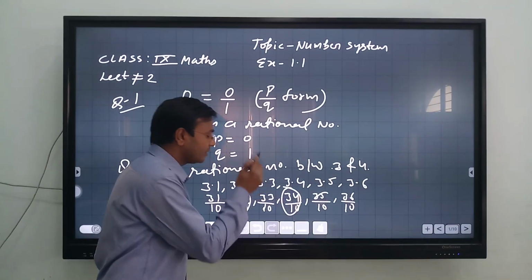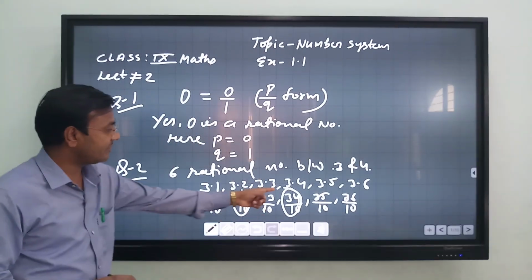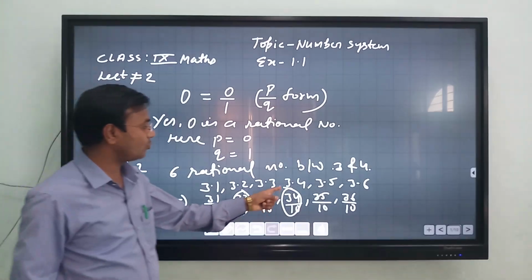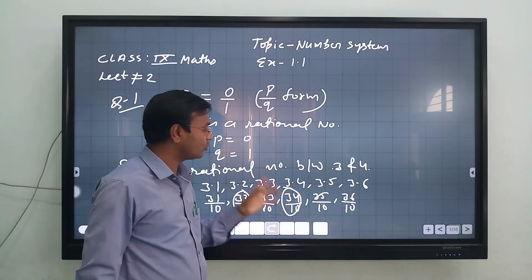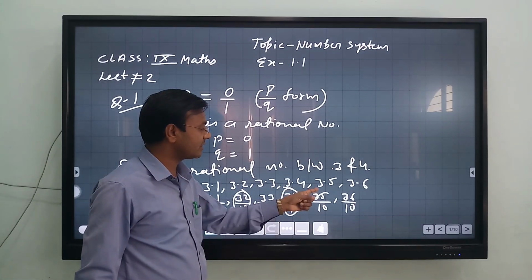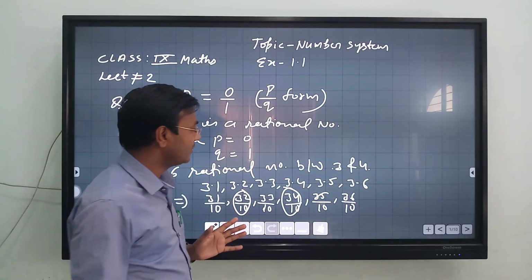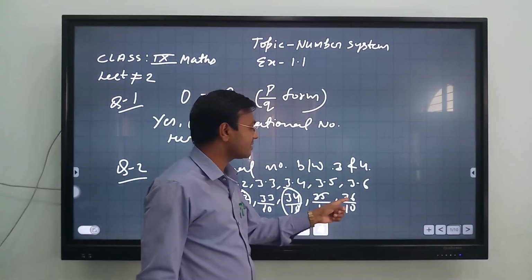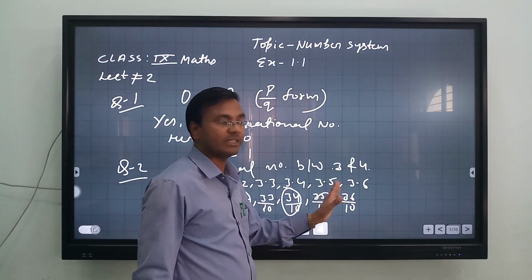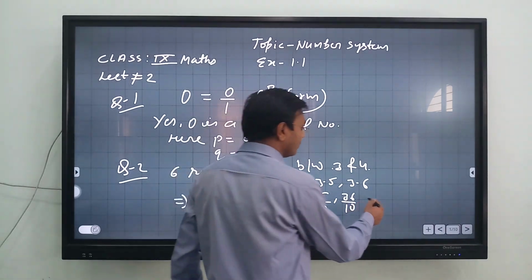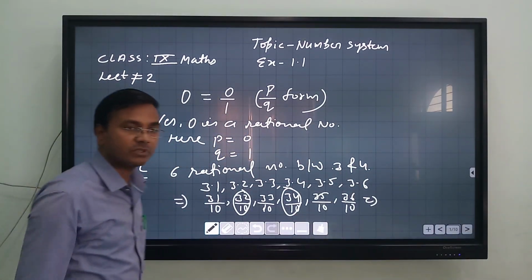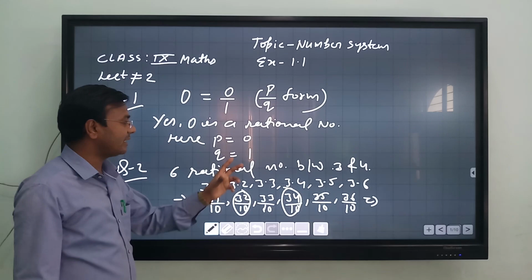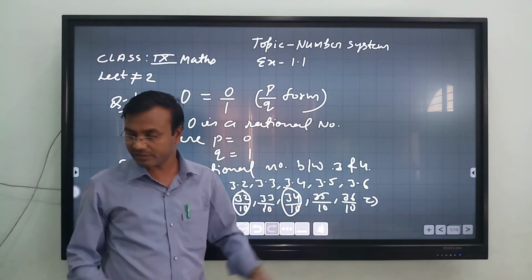Next one is 34 by 10, which is 17 upon 5; we can cancel by 2. Next, 35 by 10: 5 sevens are 35, 5 twos are 10, so 7 by 2. Similarly we can divide 36 by 10 by 2, giving 18 upon 5. So just write one more step, divide these numbers, and those are the rational numbers between 3 and 4.